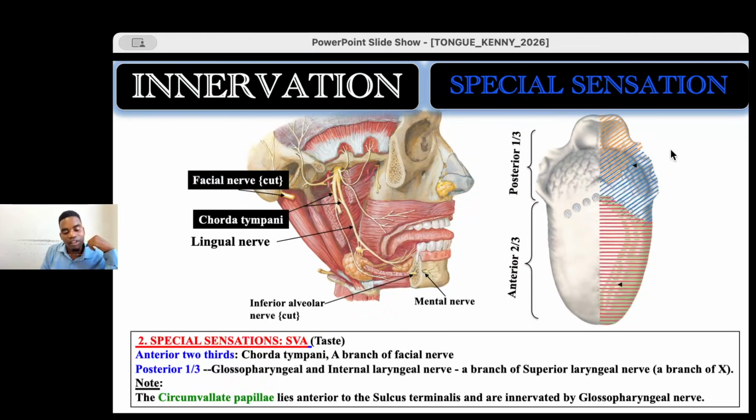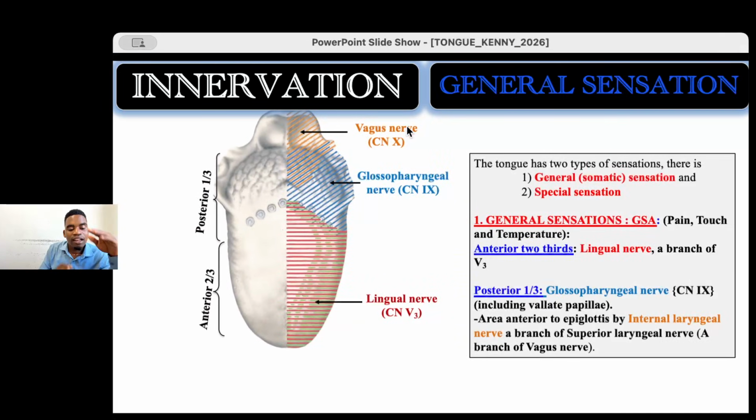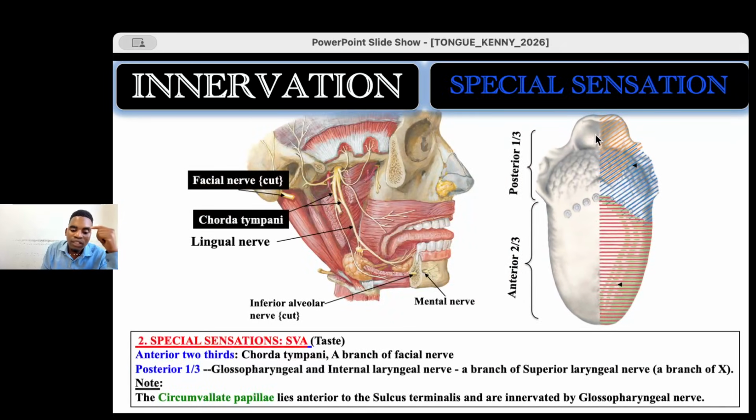We have said the posterior 1/3 of the tongue is receiving general sensation from the glossopharyngeal nerve and the vagus nerve. Now, these same nerves are giving special sensation to the posterior 1/3 of the tongue. So things do not change in the posterior 1/3 of the tongue. They also receive special sensation from the glossopharyngeal nerve and the vagus nerve. Doesn't change. Everything is the same.